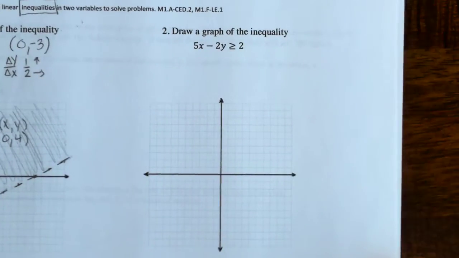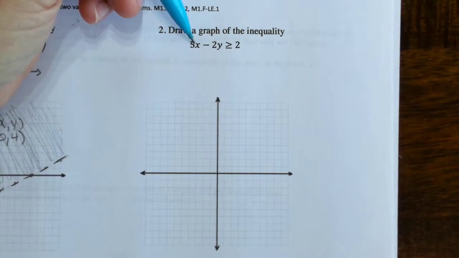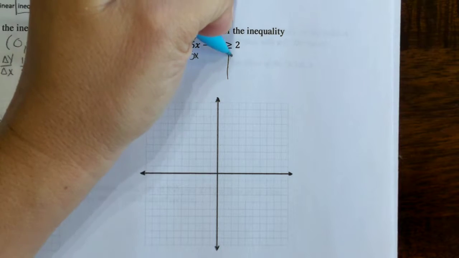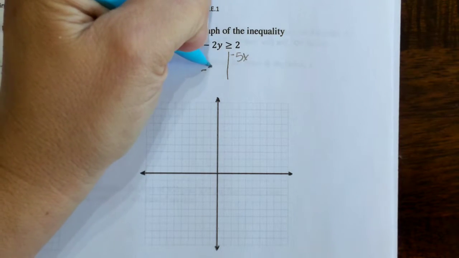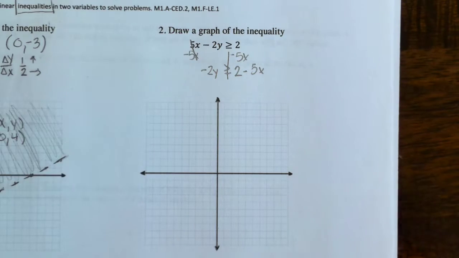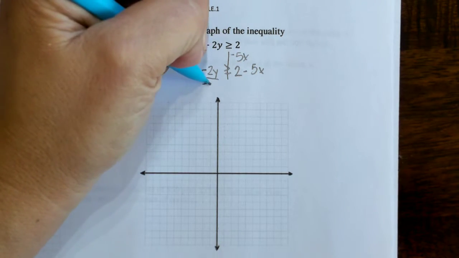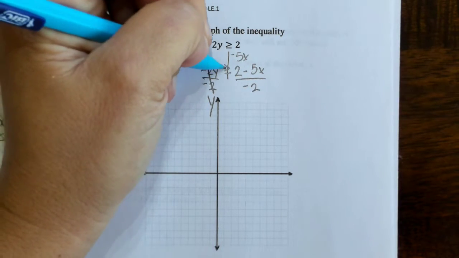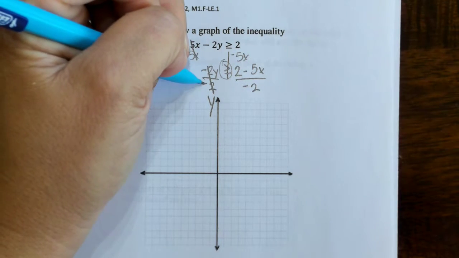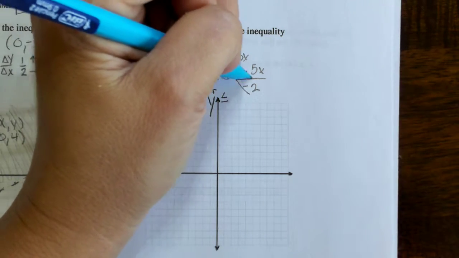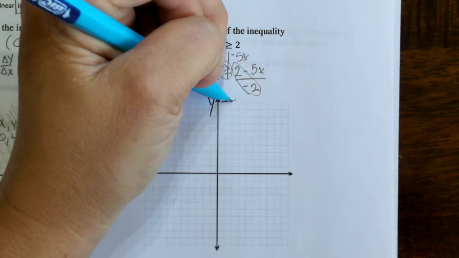Okay? Looking at the second one, we're currently in standard form, so we're going to turn it into slope-intercept form so that we can graph it. I'm going to subtract out 5x on both sides. I end up with negative 2y is greater than or equal to 2 minus 5x. And then I'm going to be dividing by negative 2, divide by negative 2, divide by negative 2. And when I do that, this sign right here flips, because when I divide by a negative, my sign flips. It now becomes y is less than or equal to 2 divided by negative 2 is negative 1.